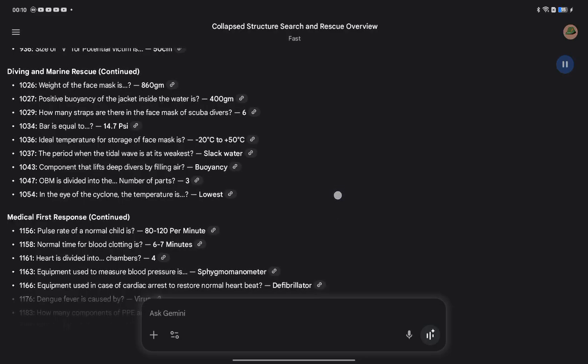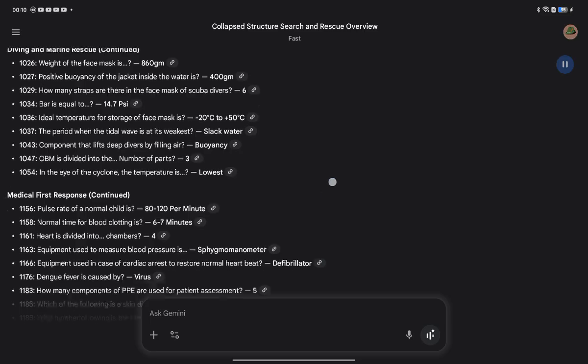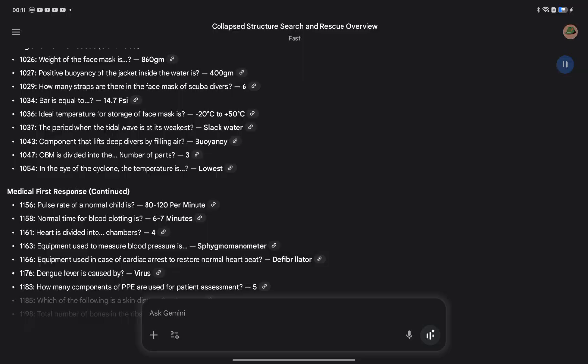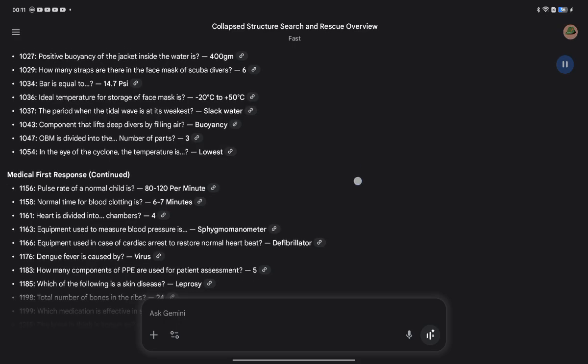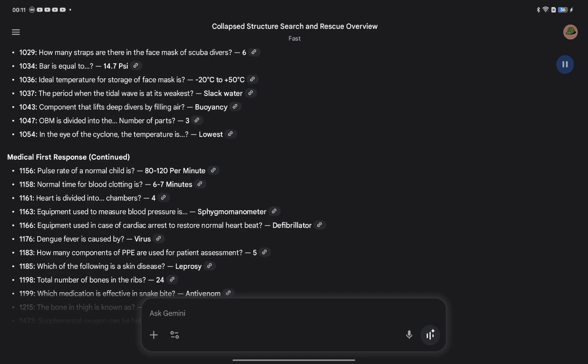1026. Weight of the face mask is 860 gm. 1027. Positive buoyancy of the jacket inside the water is 400 gm. 1029. How many straps are there in the face mask of scuba divers? 6. 1034. 1 bar is equal to 14.7 psi. 1036. Ideal temperature for storage of face mask is minus 20 degrees Celsius to plus 50 degrees Celsius.